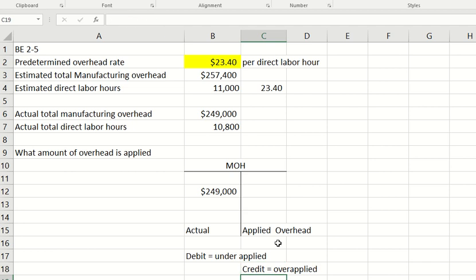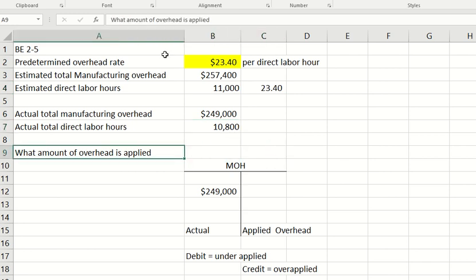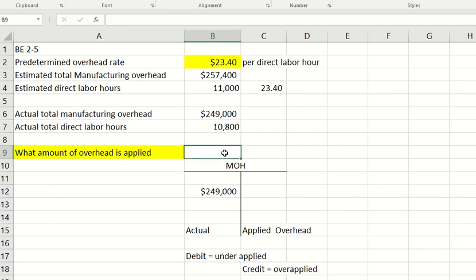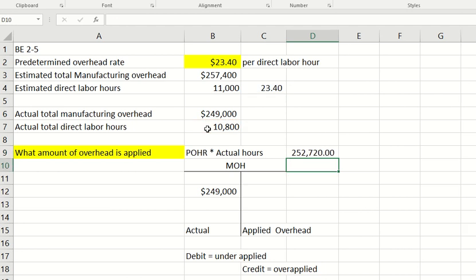So let's see what happened. We're going to use this predetermined overhead rate and multiply it by actual hours. Make sure you get this correct: to get the amount of overhead applied, we multiply the predetermined overhead rate by actual hours to get the amount we applied. So keep that in mind. Predetermined overhead rate times the actual hours that were incurred for the job.